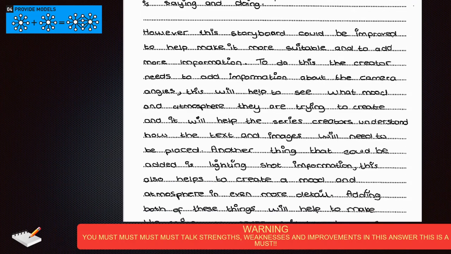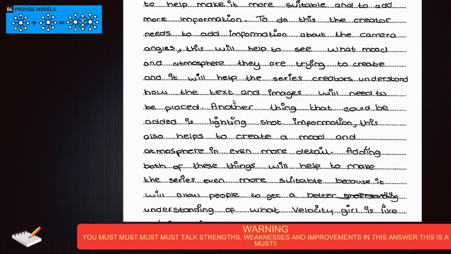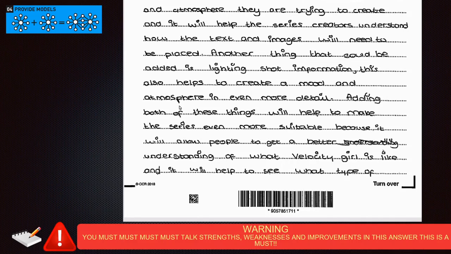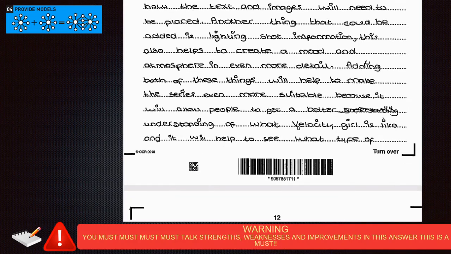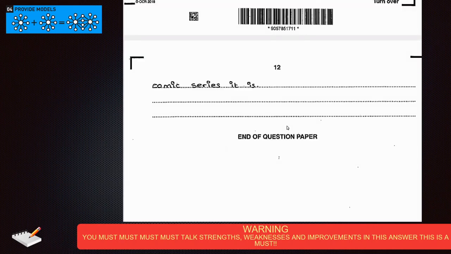However, this storyboard could be improved. To help improve it, make it more suitable and add more information. To do this, the creator needs to add information about the camera angles. This will help to see what mood and atmosphere they are trying to create, and it will help the series creators understand how the text and images will need to be placed. Another thing that could be added is lighting shot information. This also helps create mood and atmosphere in even more detail. I mean, I could see how that could relate to an animator. Adding both of these things will help make the series even more suitable because it will allow people to get a better understanding of what Velocity Girl is like, and it will help see what type of comic series it is.